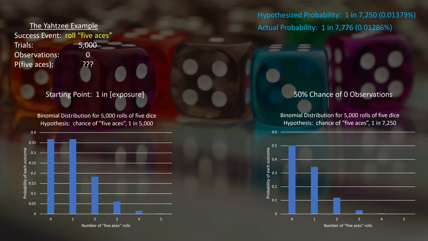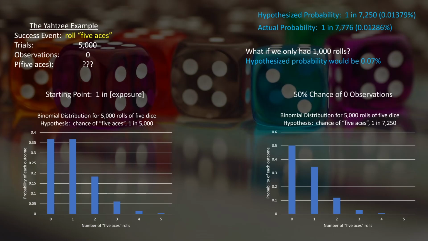Now, what happens if I didn't have 5,000 rolls available to me? What if instead I only had 1,000 rolls to look at? So 1,000 rolls and 0 observations. Well, I would go right back to square one and start with my new hypothesis, 1 in 1,000, and then iteratively change it until I got to a point where I had a 50% chance of 0 outcomes. What that leads me to is a place where my new hypothesized probability is still in the ballpark, but you can see it's about 7 times higher than what it was before when I had a larger sample size.